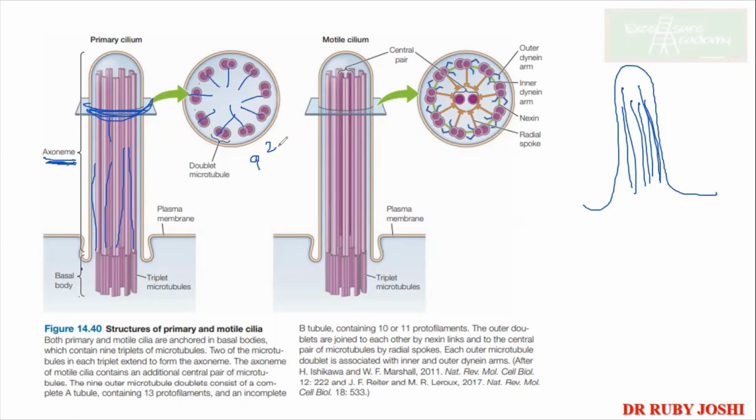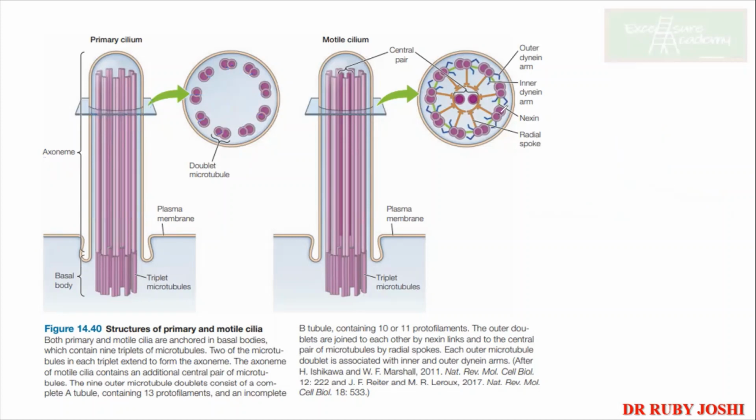Now, this is for the primary cilia, which is meant for the sensory actions. Now, coming to the motile cilia. Again, same thing, the basal body is there. From there, it is extending all its microtubules. Now, what is the difference over here? You have got 2 more microtubules present at the center. So what do we call this? The 9 plus 2 pattern.